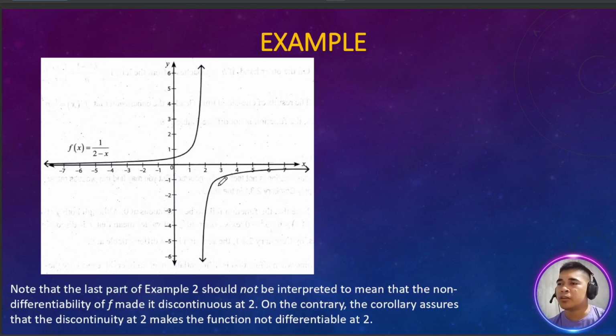Note that the last part of example 2 should not be interpreted to mean that the non-differentiability of f made it discontinuous at 2. Rather, according to our corollary, the discontinuity at 2 makes the function not differentiable at 2. So the discontinuity made it not differentiable at 2.